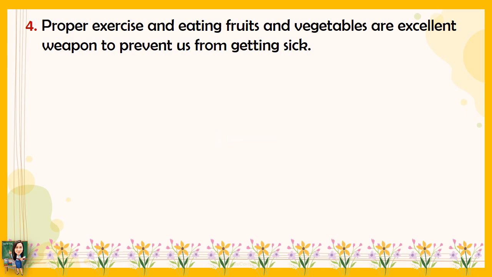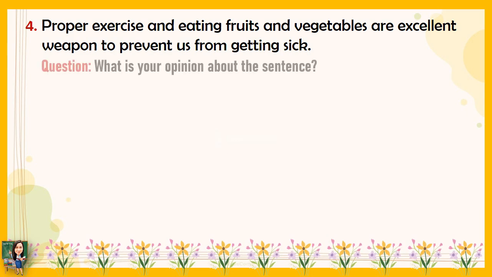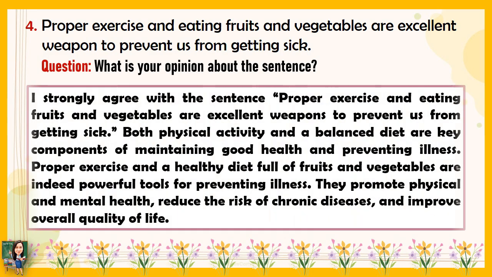Number 4. Proper exercise and eating fruits and vegetables are excellent weapons to prevent us from getting sick. Question: what is your opinion about the sentence? And here is my example answer. I strongly agree with the sentence. Proper exercise and eating fruits and vegetables are excellent weapons to prevent us from getting sick.